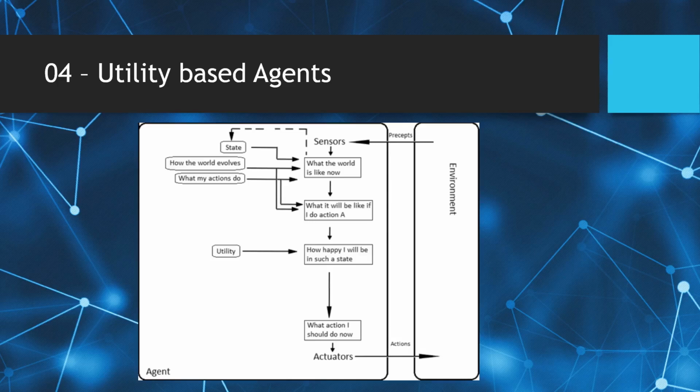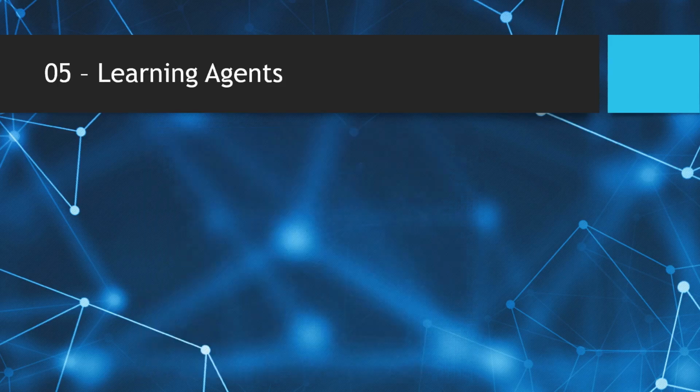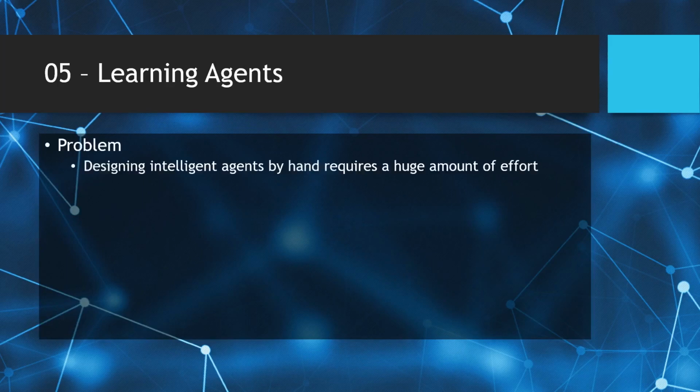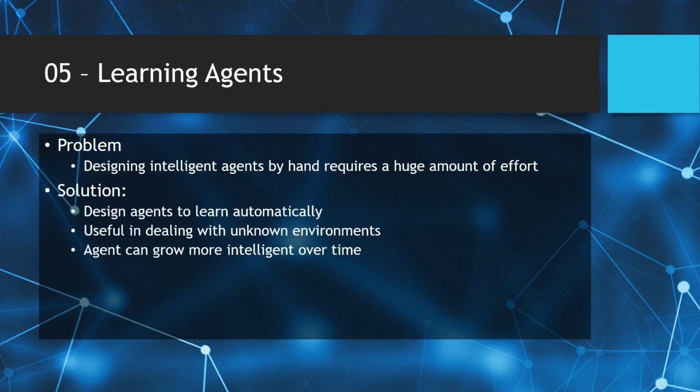And last but not least, we have the learning agents. You see, designing all the other sorts of agents by hand takes too much effort and time. And so we wonder, what if we could make an agent that learns automatically? This could be super useful in dealing with environments that are actually unknown even to us. And by learning automatically, as time passes, an agent can become more and more intelligent.